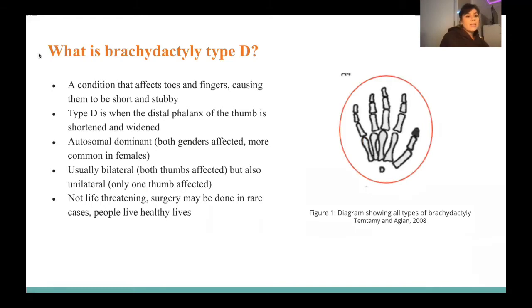So what is brachydactyly? This is a condition that affects both the toes and fingers, causing them to be short and stubby. Specifically today, I will be talking about type D, best known as the short thumb. This is when the distal phalanx, referring to the middle bone of your thumb, is shortened and widened. To the right, we have an image of an x-ray of what that looks like.